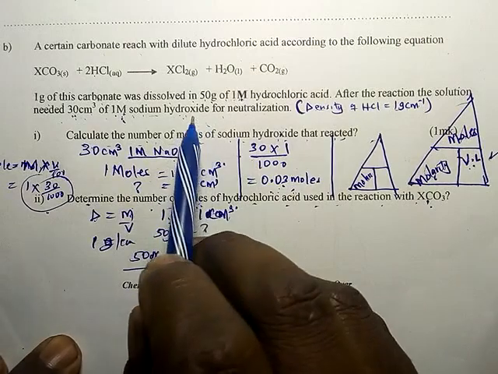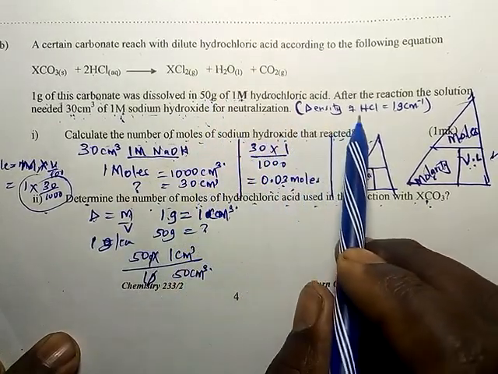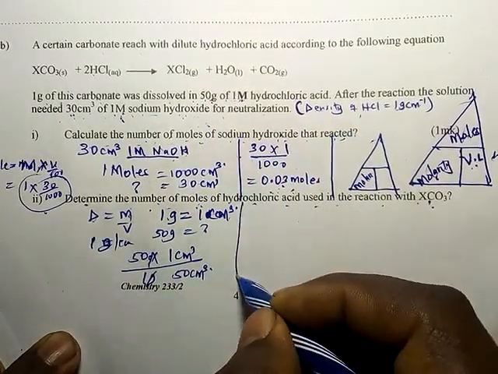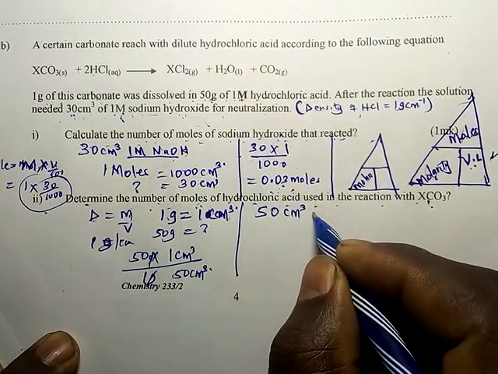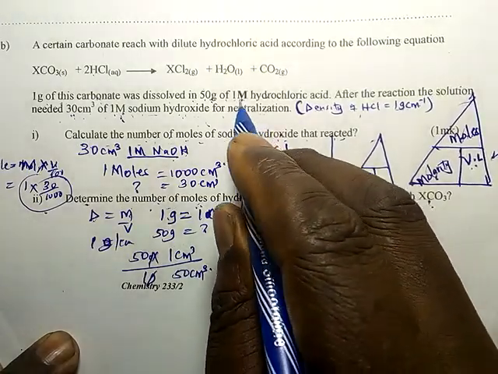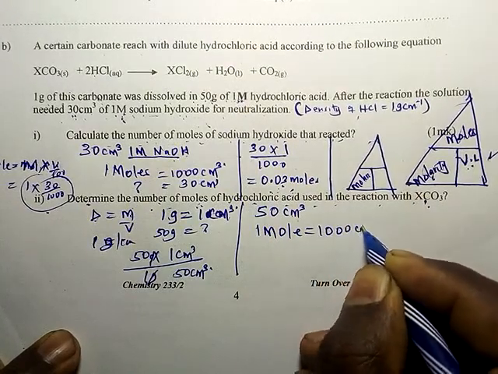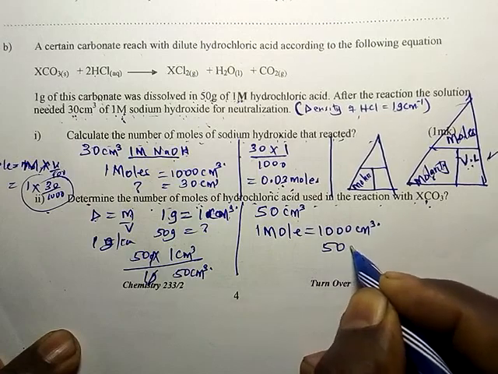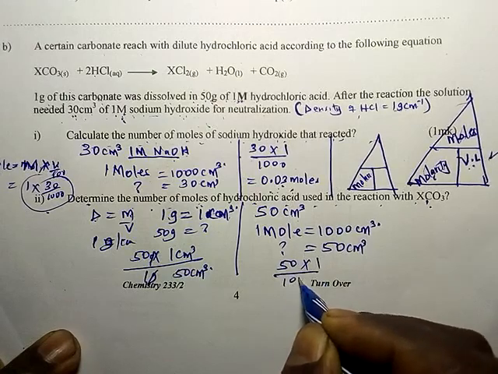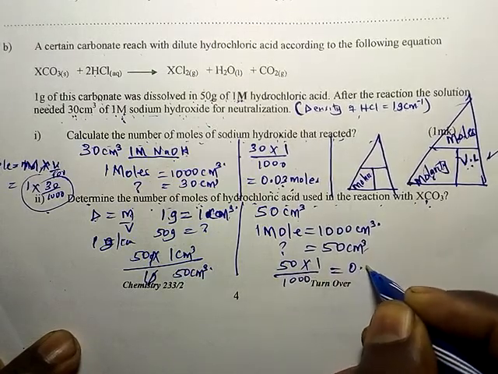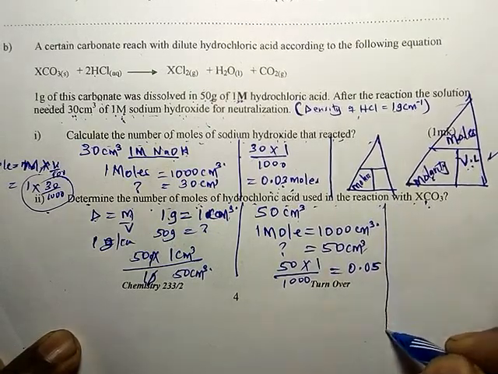In short, when we have the volume given in grams, it is as good as centimeters cube when the density is 1. So you should know that. So now we have that 50 centimeters cube of HCl was used. We know the molarity of the acid, it is 1. Therefore, it means that 1 mole is the number of moles in 1,000 centimeters cube. What about 50 centimeters cube of HCl that was used? 50 times 1 divided by 1,000. This one is going to give us 0.05. Remember, this is the number of moles of the original HCl.